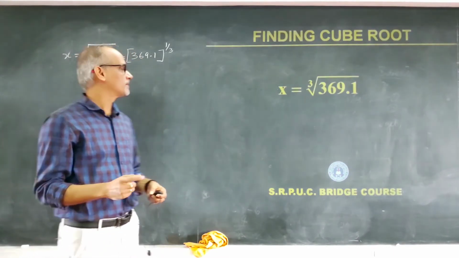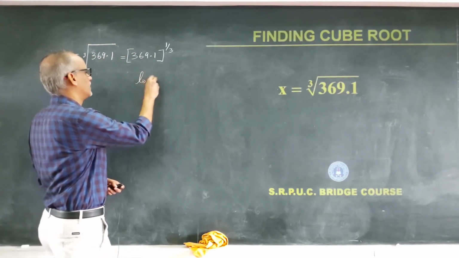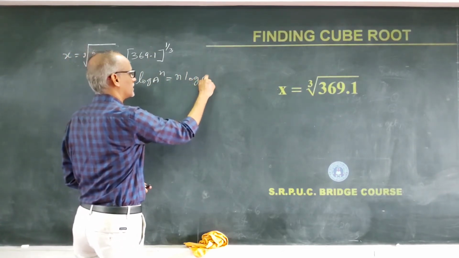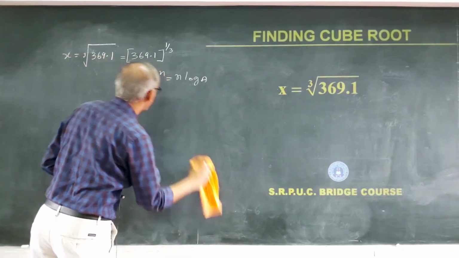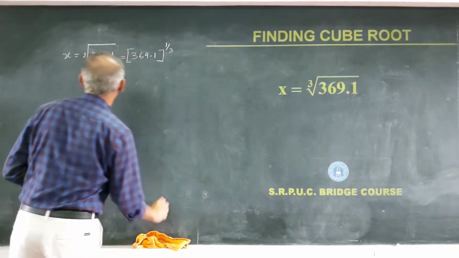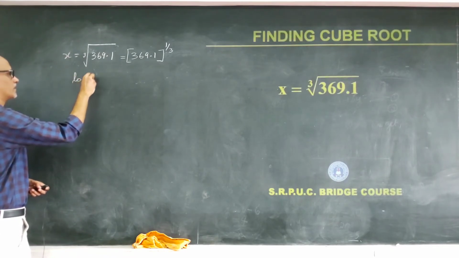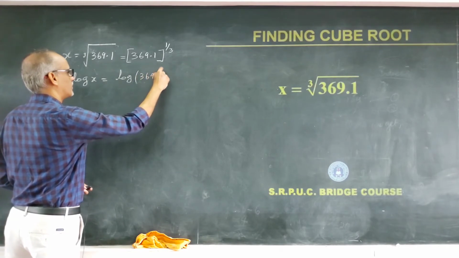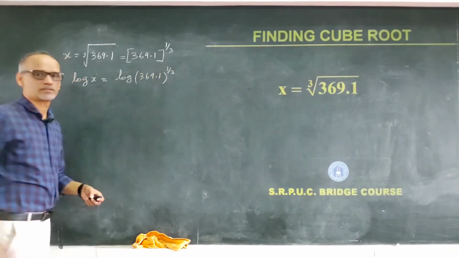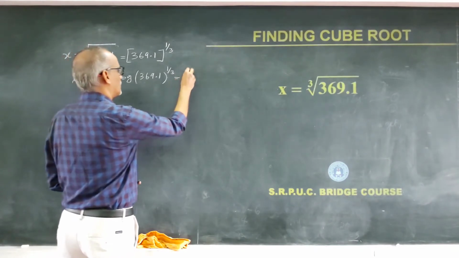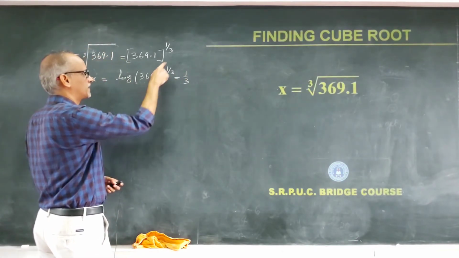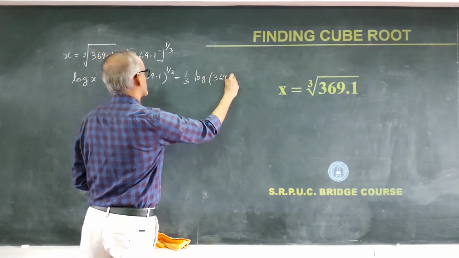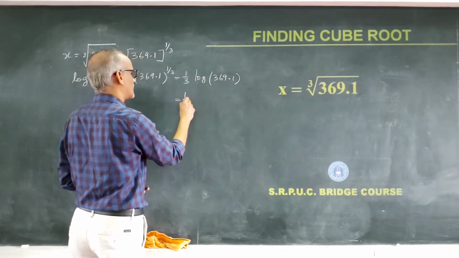Do you remember? The power rule says log of a to the power n is n log a. So I'm going to use the power rule in finding the log. So I'm going to apply the log on either side. So there we are, log x is equal to log of the cube root of 369.1. That is 1/3 of log 369.1, since log a to the power n is n log a.